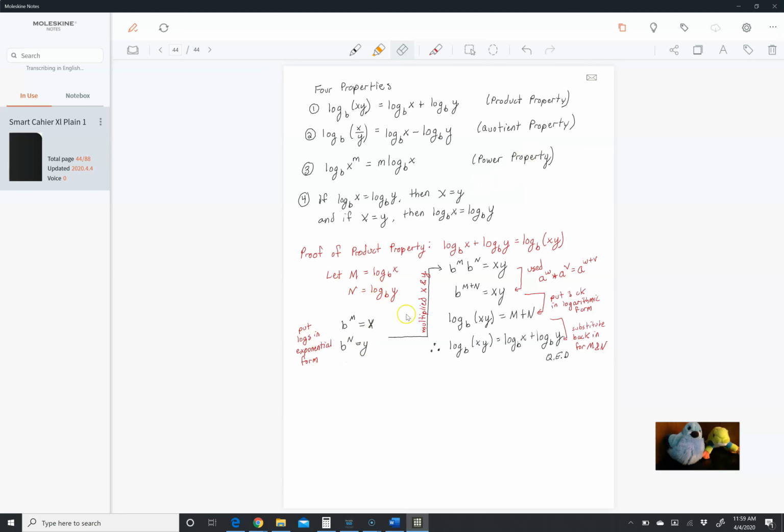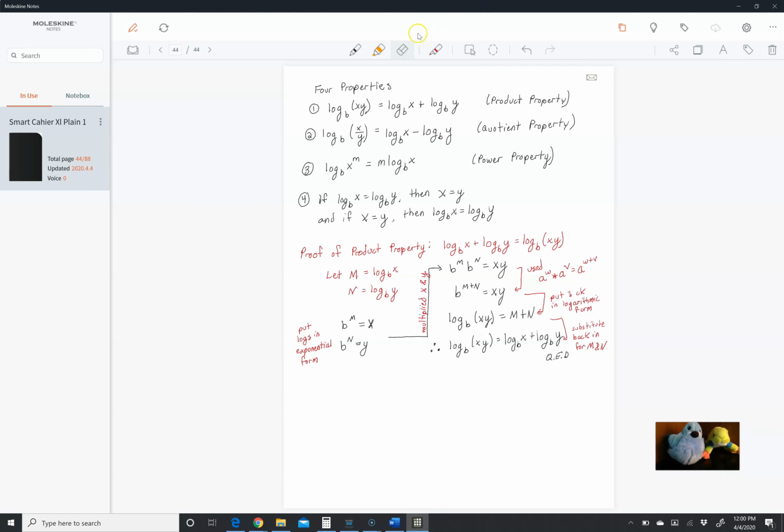And if we wanted to prove the quotient property, everything would be exactly the same, except instead of multiplying, we would divide, which means that this would become b to the m minus n equals x over y. So when we turn it back into logarithmic form, we would have log base b of x over y is equal to m minus n. So this would become log base b of x minus log base b of y. So the only difference between the proof for the quotient form is every time that you see us multiply here, you would be dividing. And every time that you see us adding here, we would be subtracting. That's it. Otherwise, it's the same proof.